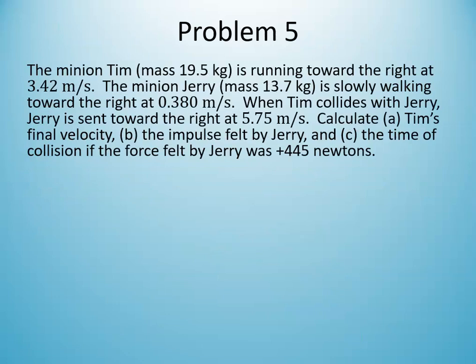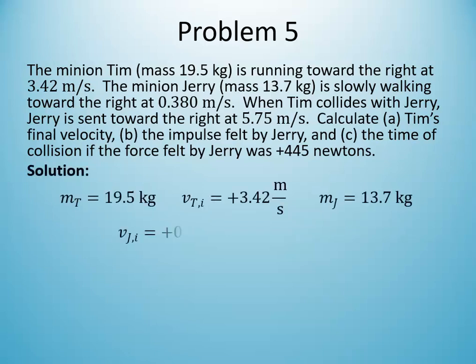So now, another minion problem, and a similar situation as we had before with the football players. Minion Jerry is slowly walking toward the right, and minion Tim is walking toward the right at a larger speed. Then they collide, and the result is that Jerry is sent toward the right at an even larger speed than what Tim was walking at. So you know how minions are. They like to do these types of things. Obviously Tim pushed Jerry with considerable force as he collided with him.